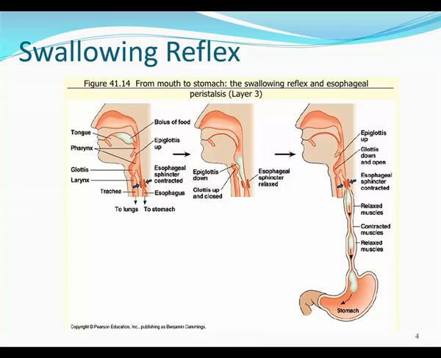The swallowing reflex is shown here. The uvula moves up so the food doesn't go up the nose, and the epiglottis moves down or covers the trachea so you don't put food into the respiratory system. It is triggered by the presence of food in the back of the mouth.